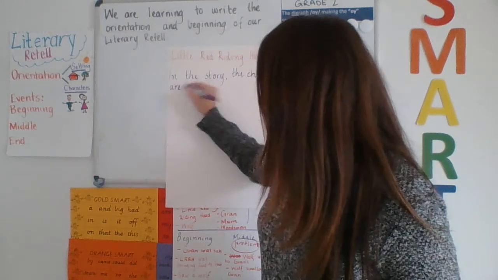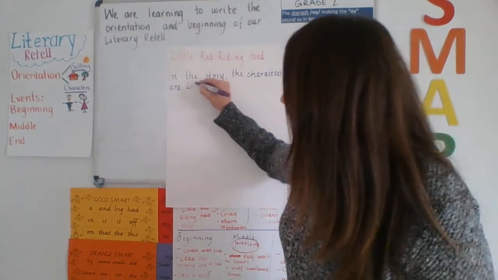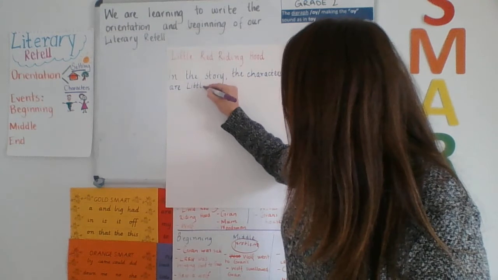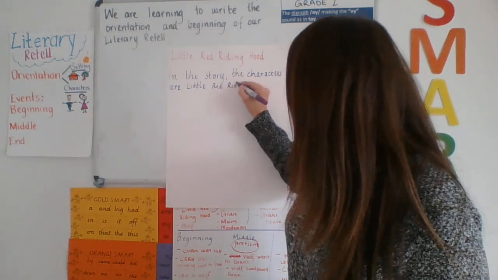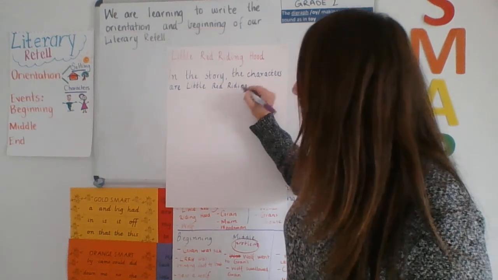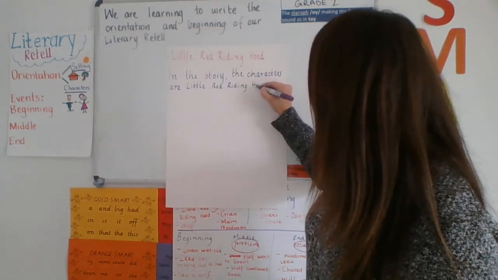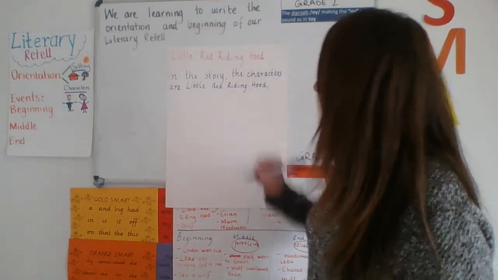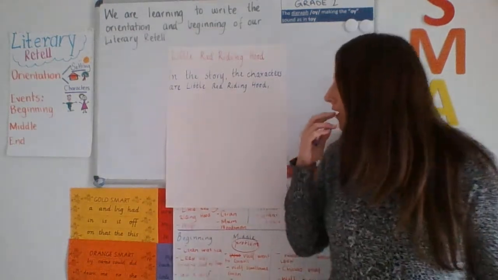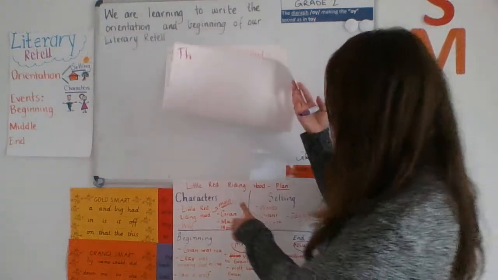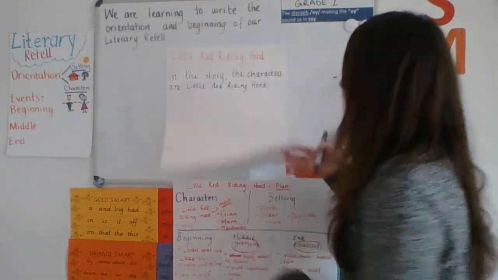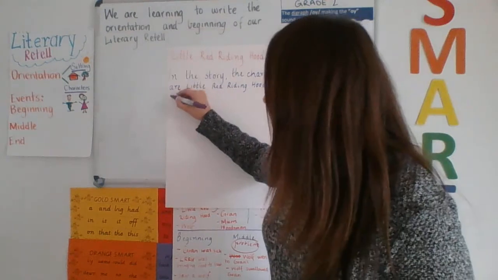Have a think about who they are. Little Red Riding, that's an ing word. Little Red Riding Hood. Who else are the characters? We've got Little Red Riding Hood. Let's have a look at our plan. Remember, that's what it's there for. We had the wolf, Little Red Riding Hood.